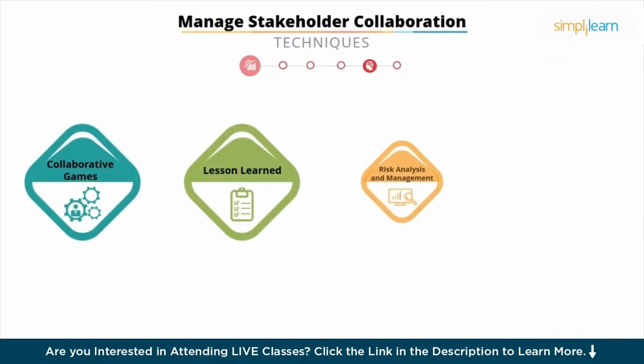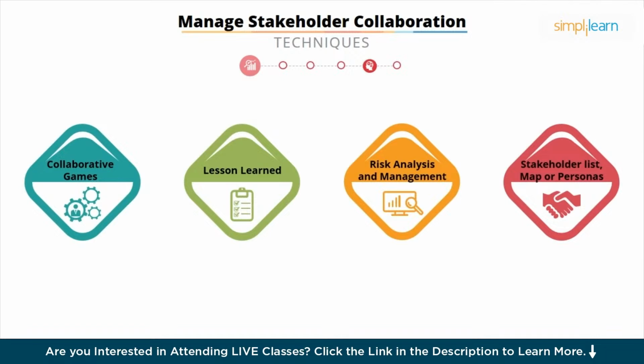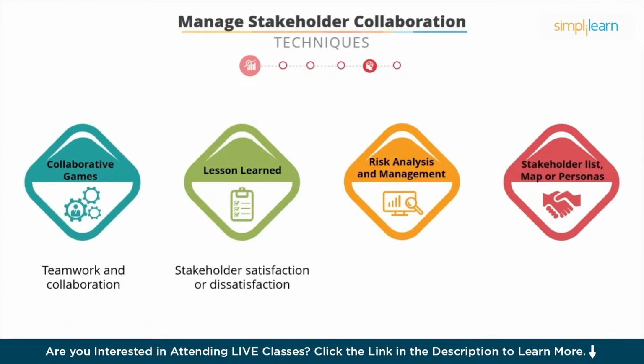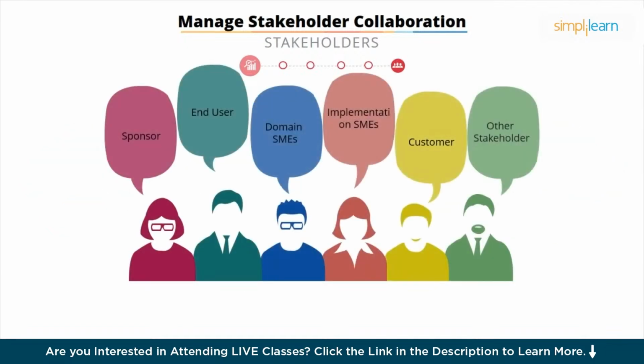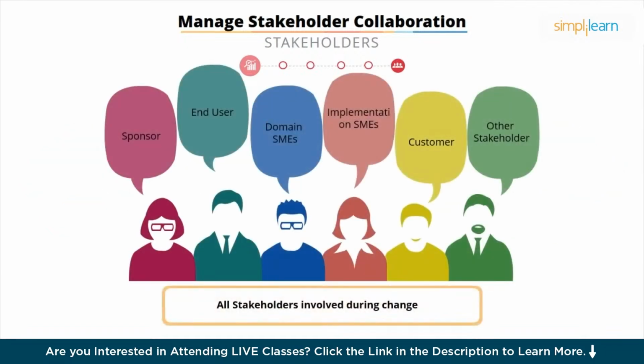Four techniques may be used to manage the stakeholder collaboration. The collaborative games stimulate teamwork and collaboration. The lessons learned is used to understand the stakeholder satisfaction or dissatisfaction. Risk analysis and management is used to identify and manage risk related to stakeholder participation and engagement. The stakeholder list, map, or personas is used to determine who needs to be involved in the business analysis work. The business analyst may involve all the stakeholders who might be involved during change.